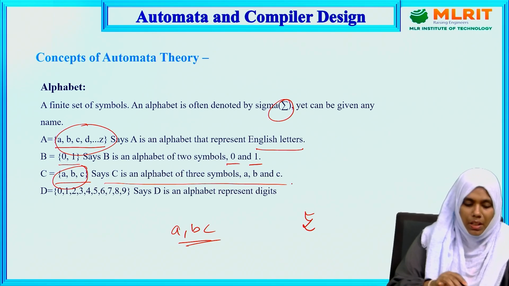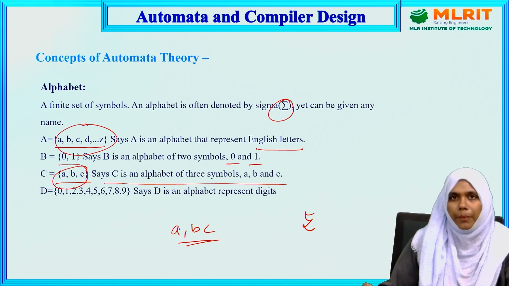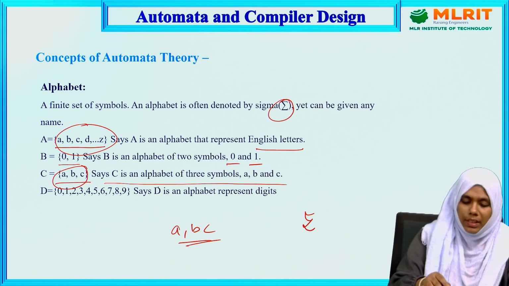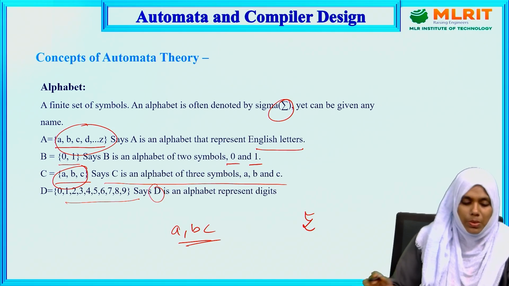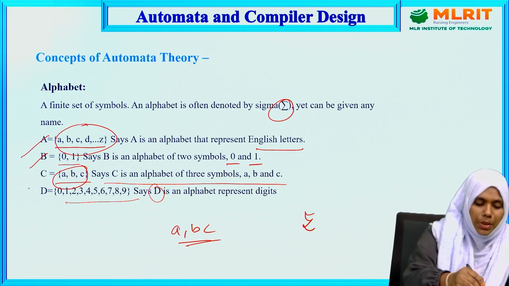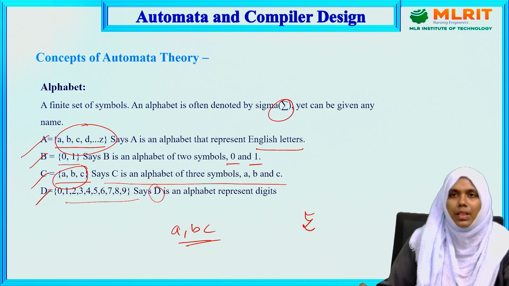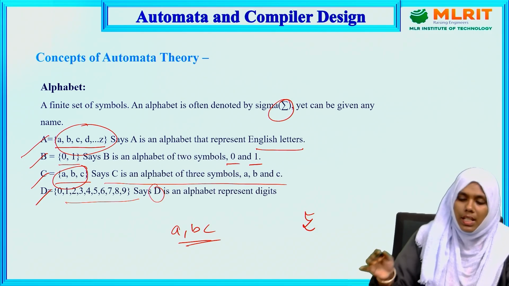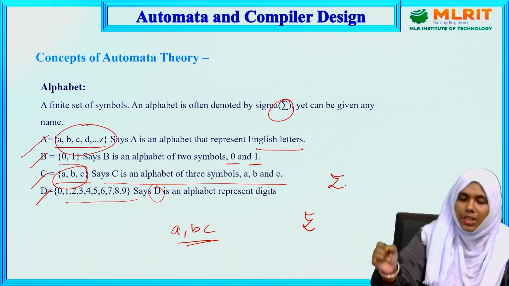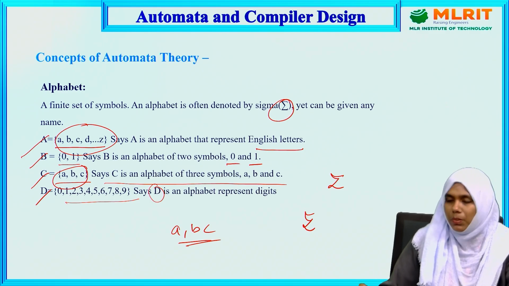Now in the same way, when we say D is equal to {0, 1, 2, 3, and so on up to 9}, that means D can be written by using these numbers. So these are some examples to represent the alphabet. It is very simple. The alphabet is nothing but a set of symbols which can be represented with the symbol summation. These are some examples listed below.